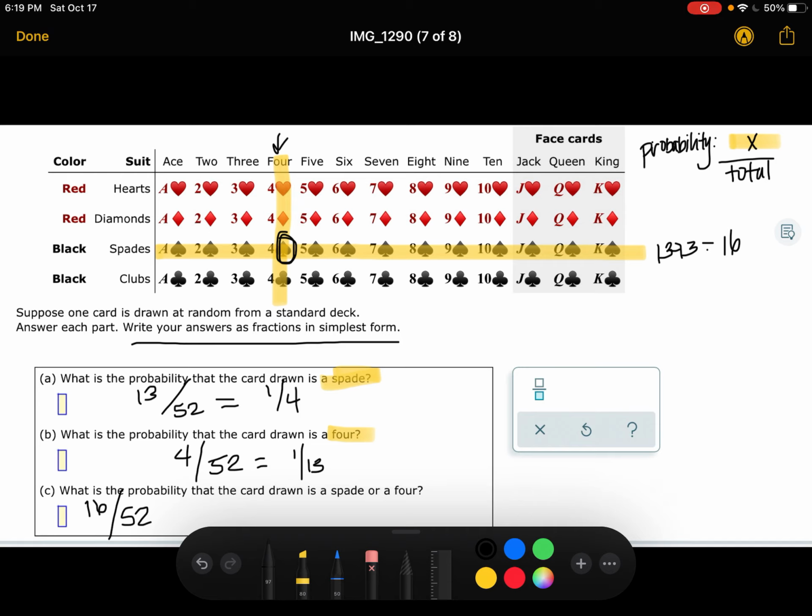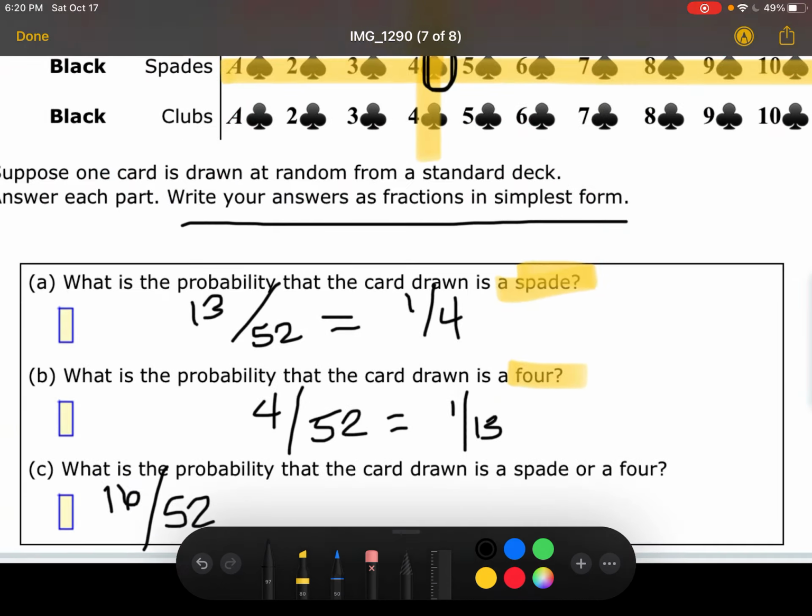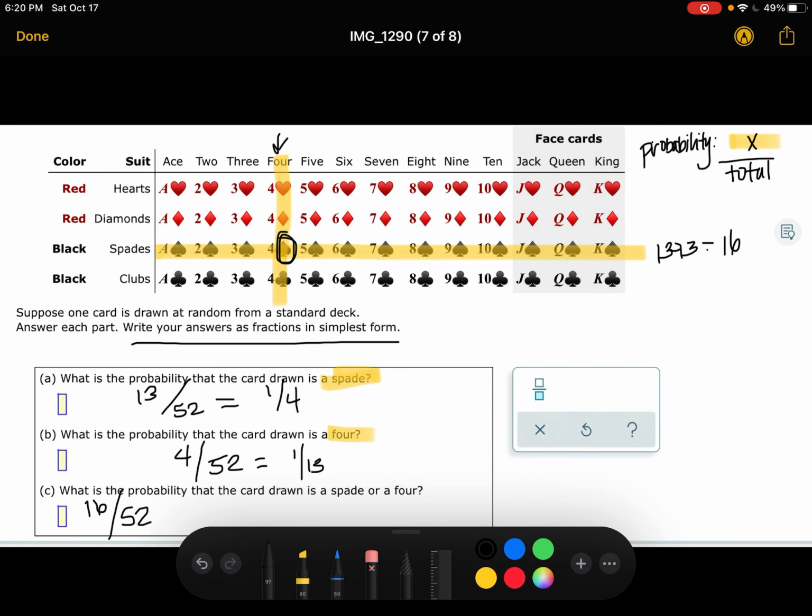Again, let me double check to make sure that I'm giving you the right answer. So 16 over 52 does simplify out to 4 over 13. Okay. So these are all of your answers for this. Make sure you're taking the time to read it out, okay? Because this whole or thing is going to mess somebody up.